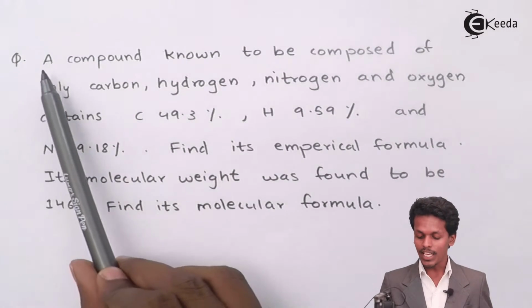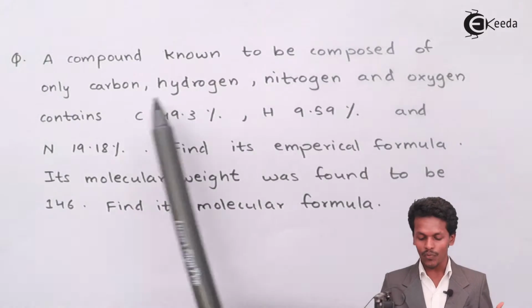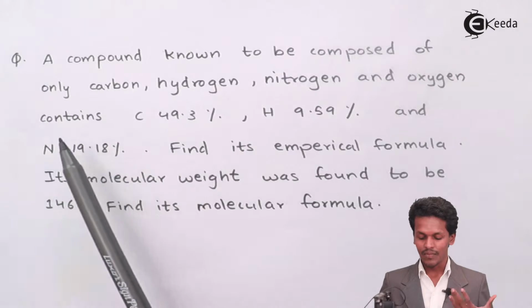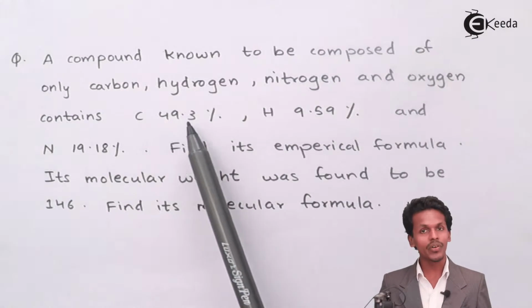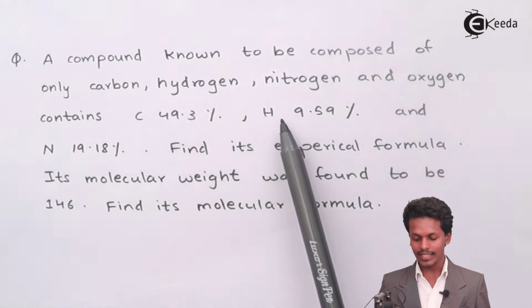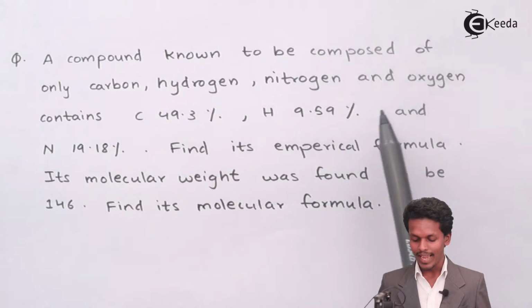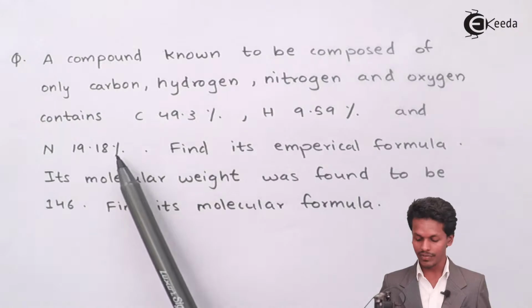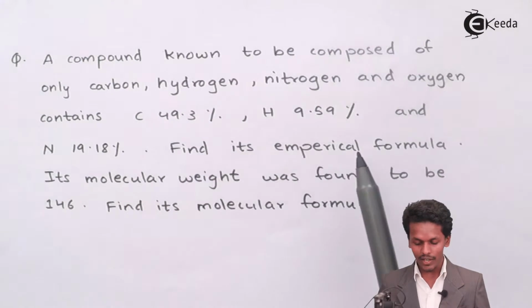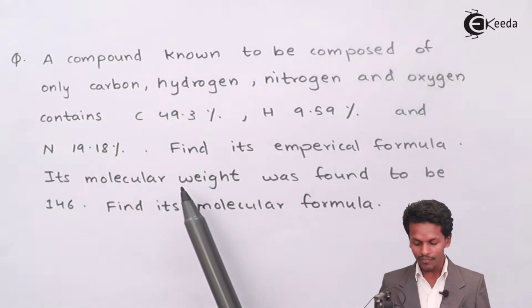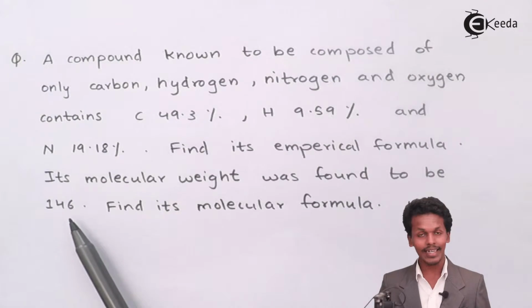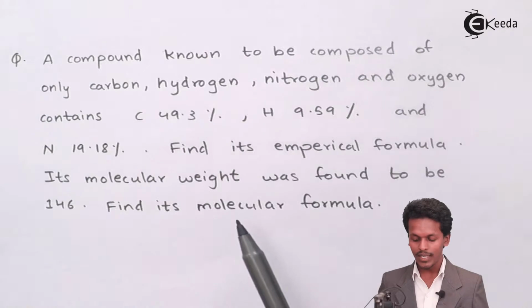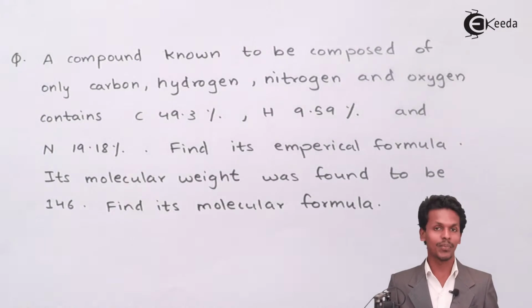It says that a compound known to be composed of only carbon, hydrogen, nitrogen and oxygen contains carbon as 49.3%, hydrogen as 9.59%, and nitrogen as 19.18%. So we have to find its empirical formula. Its molecular weight was found to be 146, which has already been given, and the next thing is we have to calculate the molecular formula of that particular compound.